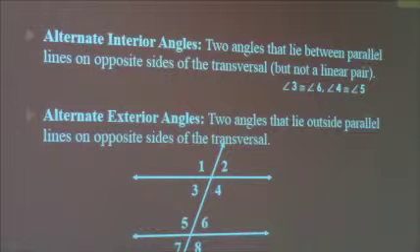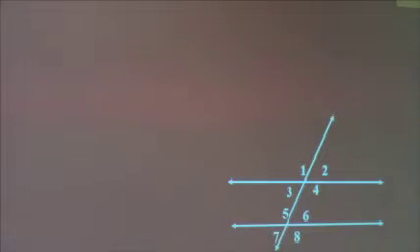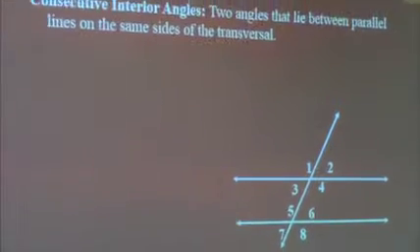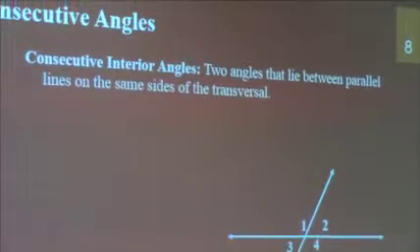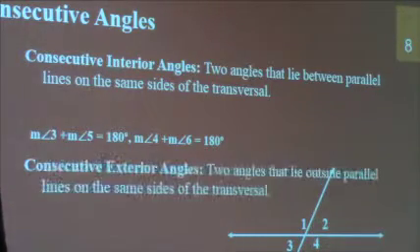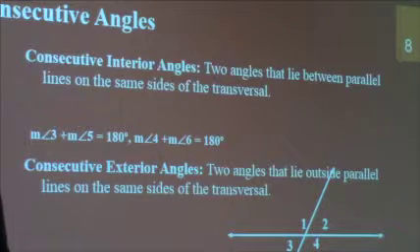And we know those angle pairs will be congruent. Now let's go to consecutive angles. Angle 4 and 6 will be consecutive interior angles. 3 and 5 will be consecutive interior angles, and they are supplementary. And then angle 1 and 7 and angle 2 and 8 will be consecutive exterior angles, and they too are supplementary, as you can see.